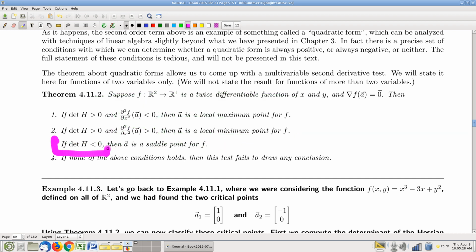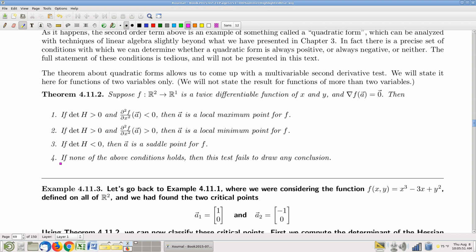If the determinant is negative, I don't care what that x second partial is. Doesn't matter at all. If that determinant is negative, you've got a saddle point of some sort. I don't know if it's a monkey saddle or a spider saddle or what, or a shoulder or a human saddle, whatever. I don't know, but it's not a max and it's not a min.